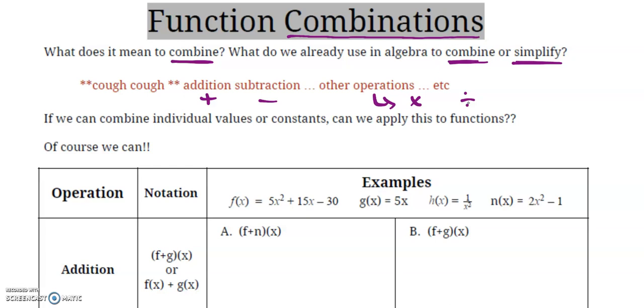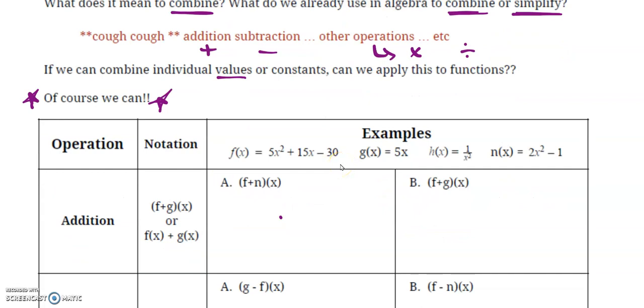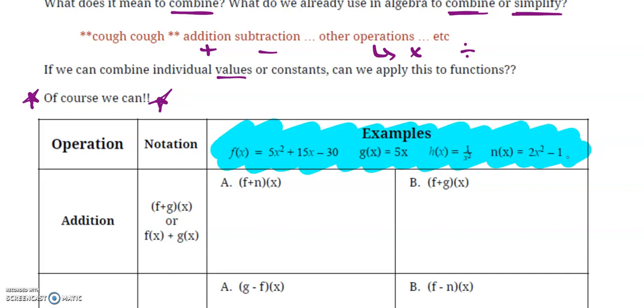But now we're going to kick that up a level and use those four operations to combine full-on functions and sets of terms. Because if we can combine individual values or constants, then we can do that to functions. Absolutely, of course we can. What I'm going to go through right now is the notation and help you see what that means in terms of the actual math you have to do. Just a heads up, for all of these problems we're going to use the functions at the top as our example functions.